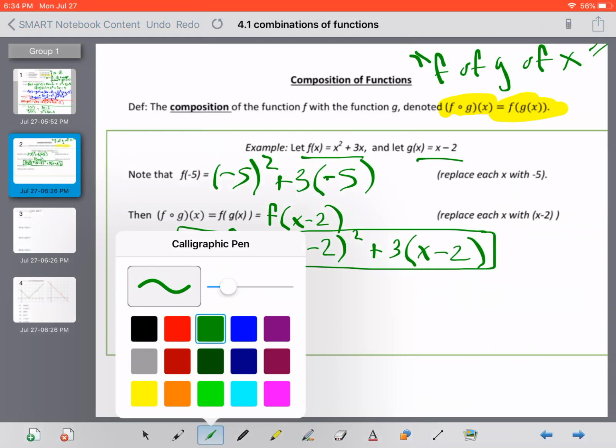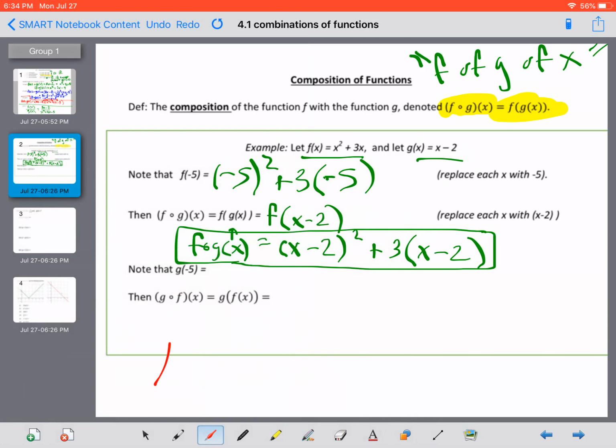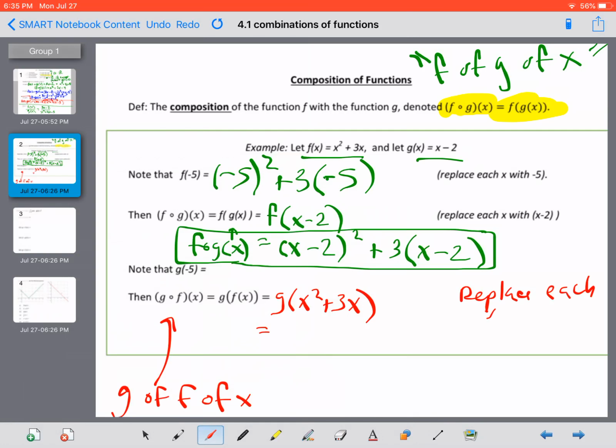Alright, now on the other hand, what if we wanted to find g of f of x? And again, we read this as g of f of x. So this means plug the f of x function into g, right? So I could rewrite this, so I'm plugging f of x into there. So I want x squared plus 3x to get plugged into the g function. So that means I'm going to write my g of x function, but I'm going to replace each x with the f of x function, which is x squared plus 3x.